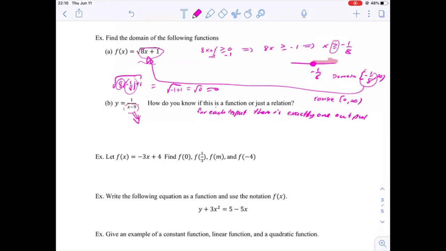So it's a good idea to determine the domain. To determine the domain for rational functions, we just look at the denominator and we set the denominator equal to 0, not greater than or equal. We use greater than or equal for square roots or even roots. But for rational functions, we look at the denominator, we set the denominator equal to 0, and then we solve for x.